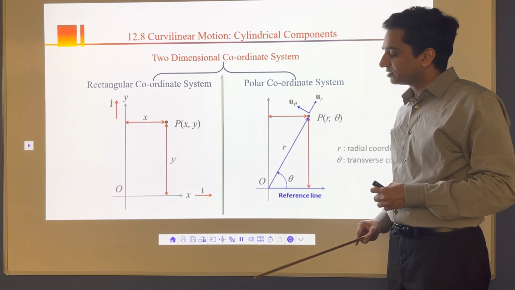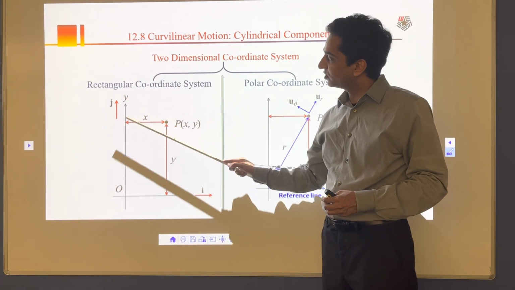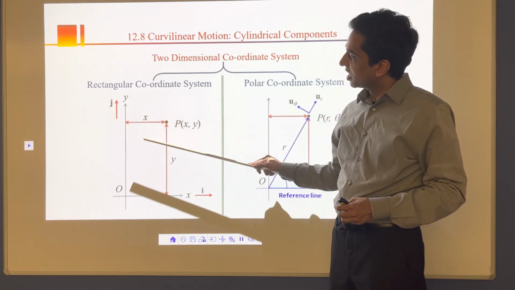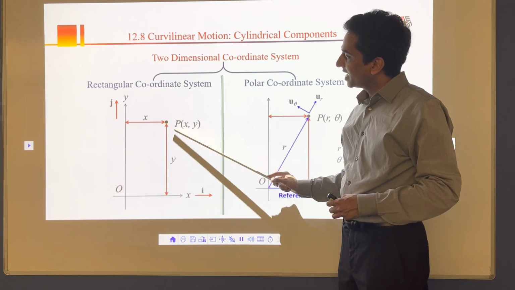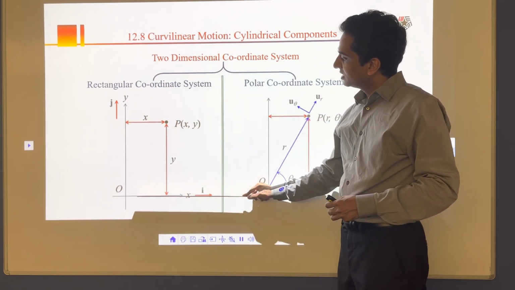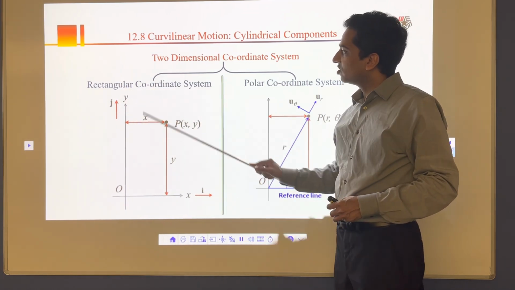We have different coordinate systems, depending on the problem that you use. Here you have the rectangular coordinate system, the Cartesian coordinates, with an x-axis and a y-axis. Then you can plot point P as P(x, y), with x the distance from the y-axis and y the distance from the x-axis. So that's your point P(x, y), your rectangular coordinate system.